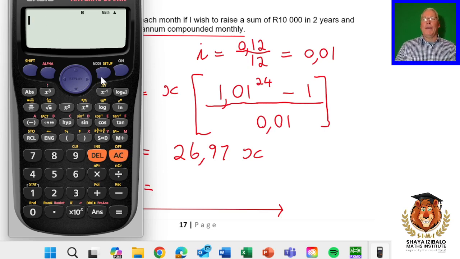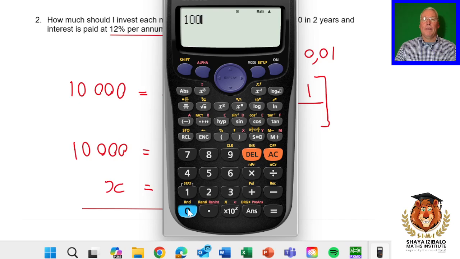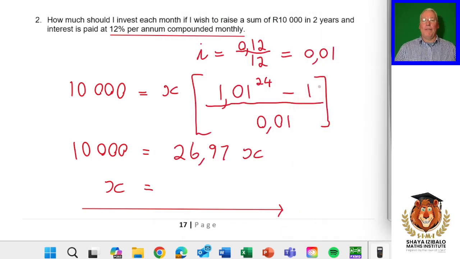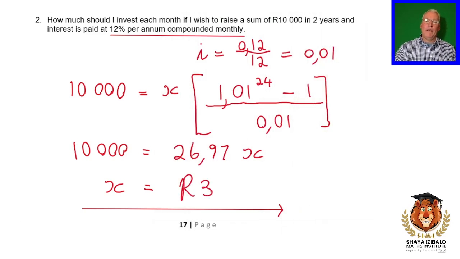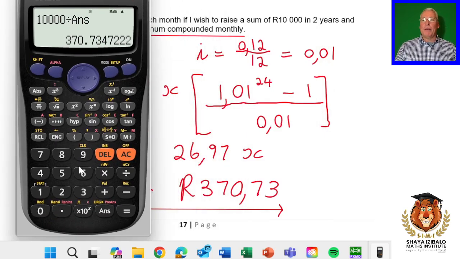That's our answer. So if I now take my 10,000 Rand, 10,000 divided by answer equals, and I get 370.73 cents. All right, 370 and 73. Okay, notice that if I work out that payment amount and multiply it by 24, I won't get 10,000 Rand. I get just short of 8,900 Rand. The rest of the money comes from the interest that each of those payments earns.